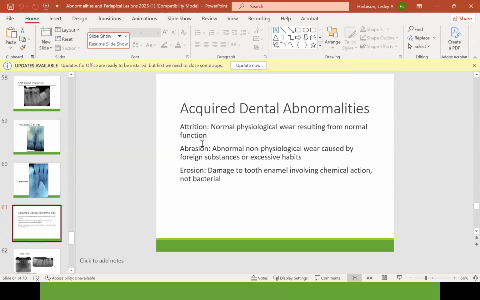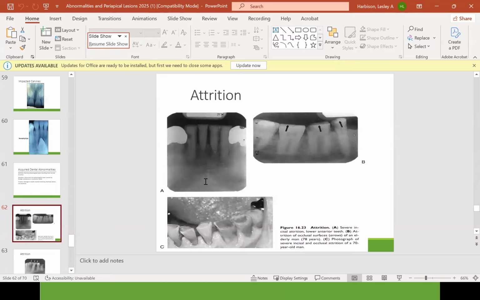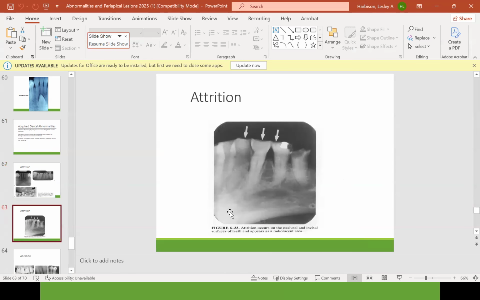Abrasion is abnormal non-physiological wear caused by foreign substances or excessive habits, and then erosion is usually chemical, not bacterial. So lemon, acid, things that are more acidic. And so here's some pictures of attrition. Sometimes it's a little bit of everything. Maybe someone has GERD, and so they have more acid coming up out of their esophagus, but they also grind their teeth. So it can be a combination.